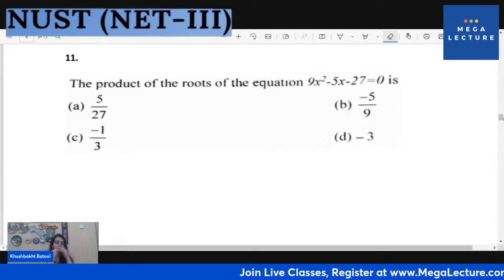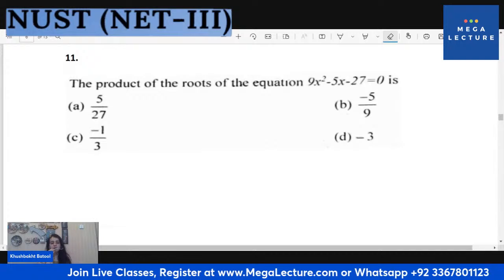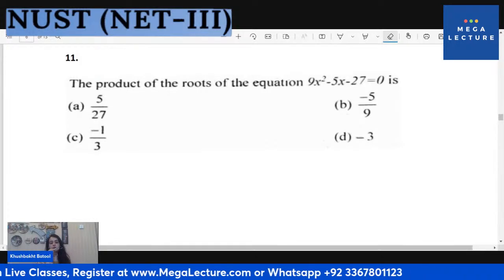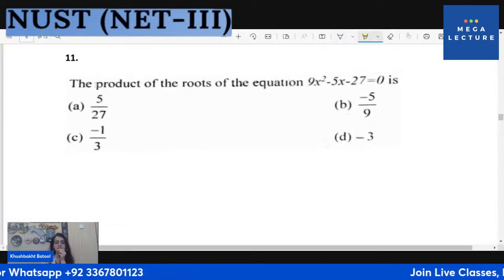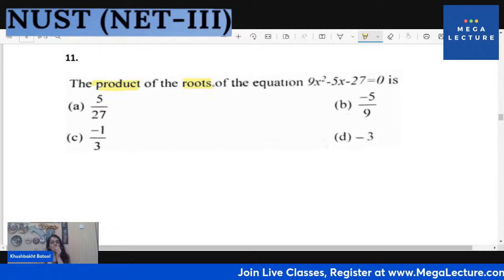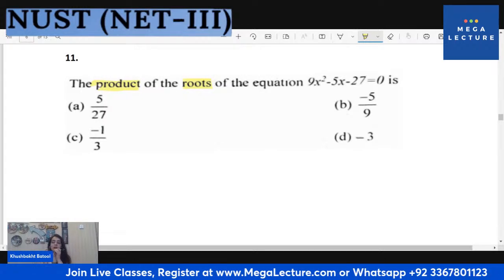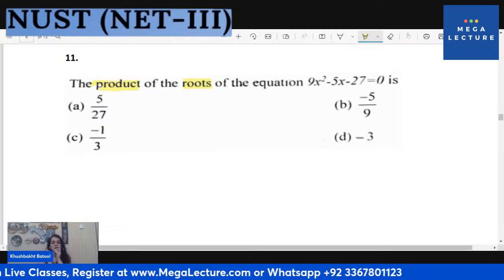Right, so it is question number 11, and it says the product of the roots of the equation is. Now, I will talk about the general thing. The question is about the product of the roots. I've seen students finding the roots first and then multiplying. You certainly can do that if you have a lot of time. But to save time, we have some quick formulas, okay?